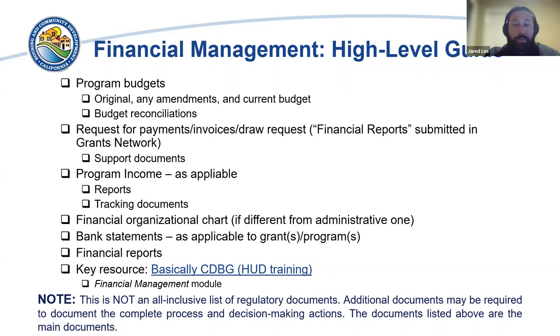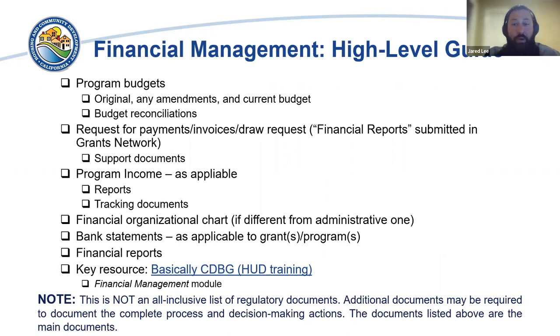Program income should always be tracked, even if a determination is made that no program income has been generated, to ensure compliance with the threshold trigger. If the threshold trigger is reached for a calendar year, periodic reporting of the program income generated amount will be necessary. The other documents on this list, an organizational chart, bank statements, and financial reports, are usually accounting records and may apply to your local jurisdiction's general accounting practices.